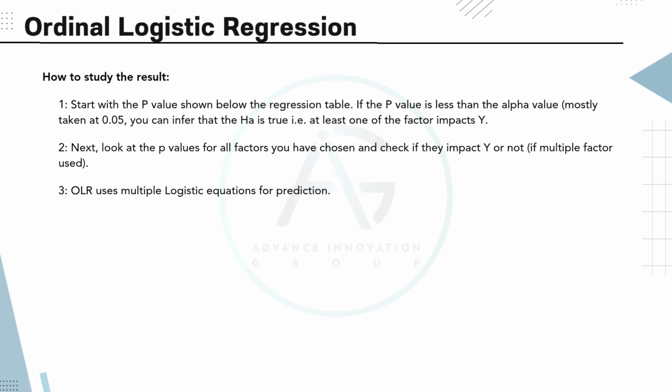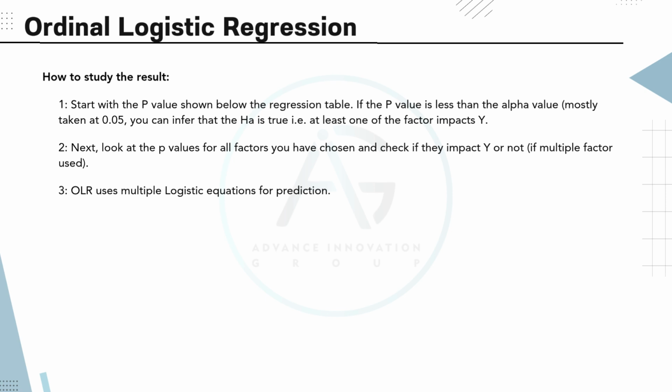Step 2. Check individual predictor significance. Next, review the p-values for each predictor or factor included in the model. If multiple predictors are used, each will have its own coefficient and p-value. A predictor is statistically significant if its p-value is less than 0.05, meaning it significantly impacts the ordinal response.